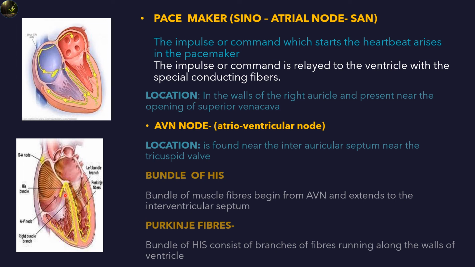Then from the AV node, this bundle of fibers is present in the interventricular septum. The impulse will pass through this bundle of fibers. This bundle of fibers we call the bundle of His. Then this bundle of His has branches of fibers running along the walls of the ventricle. Those branches we call Purkinje fibers.